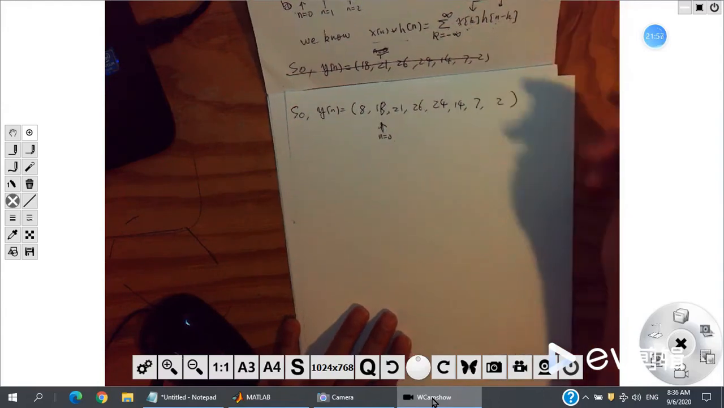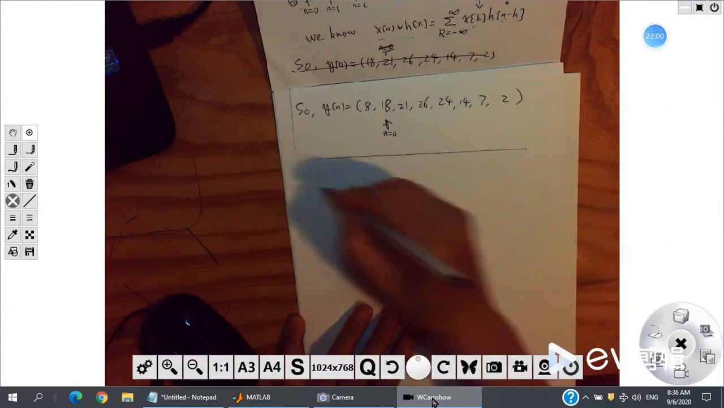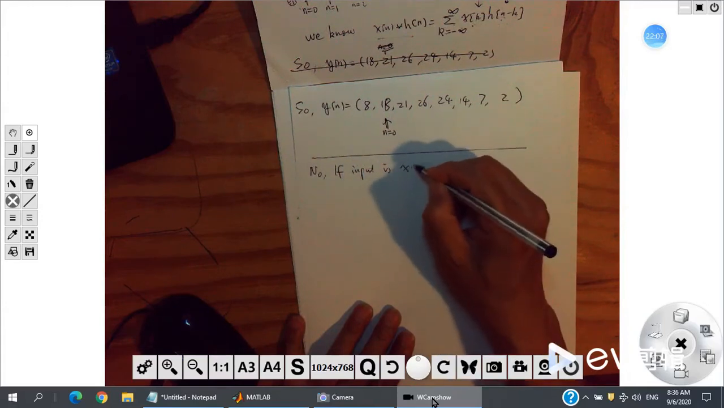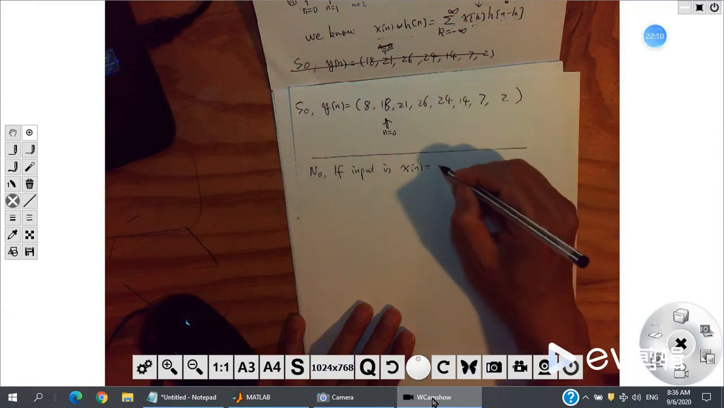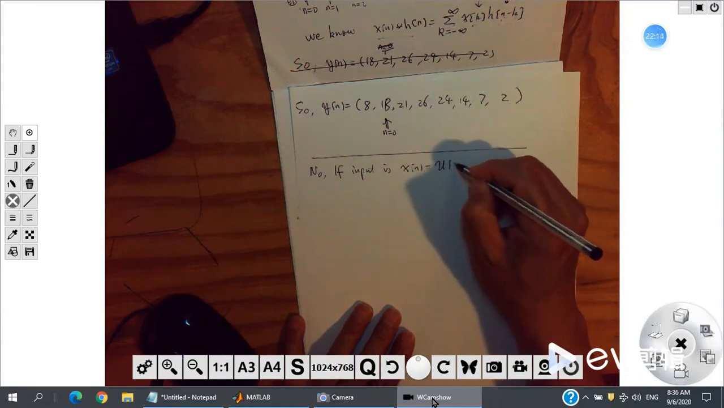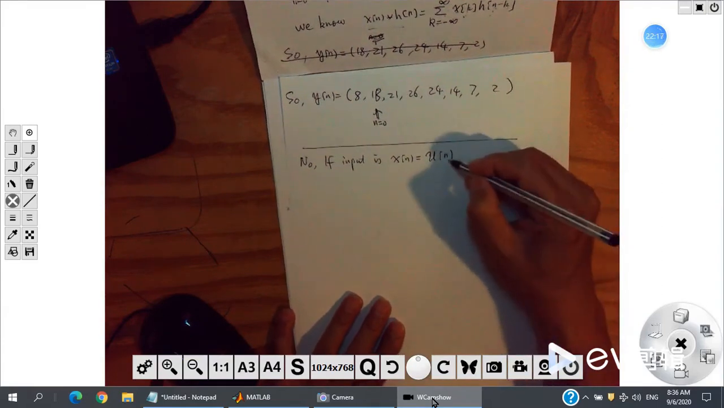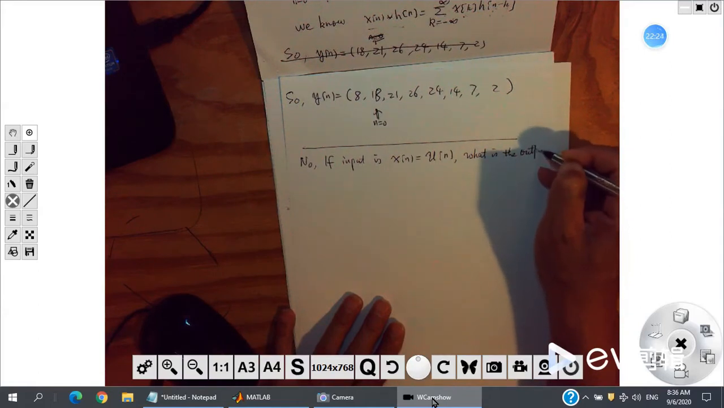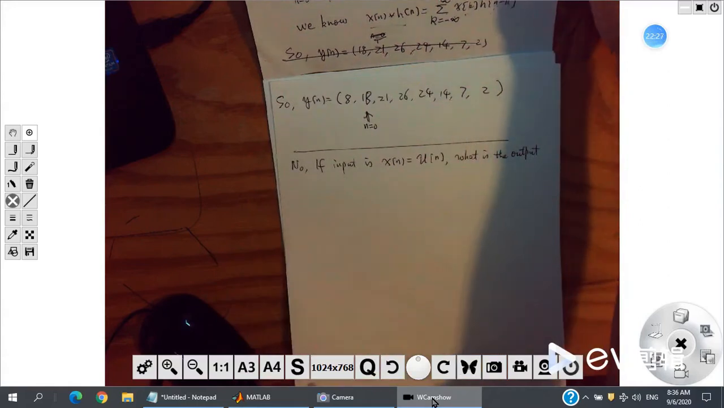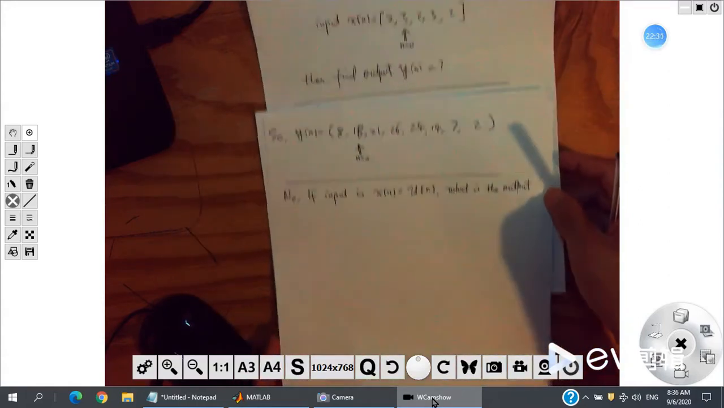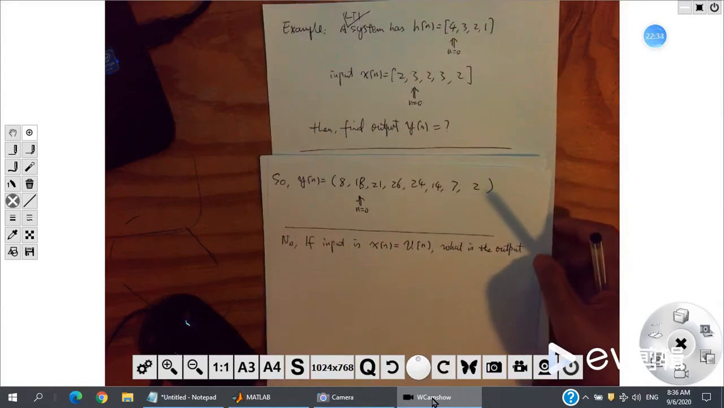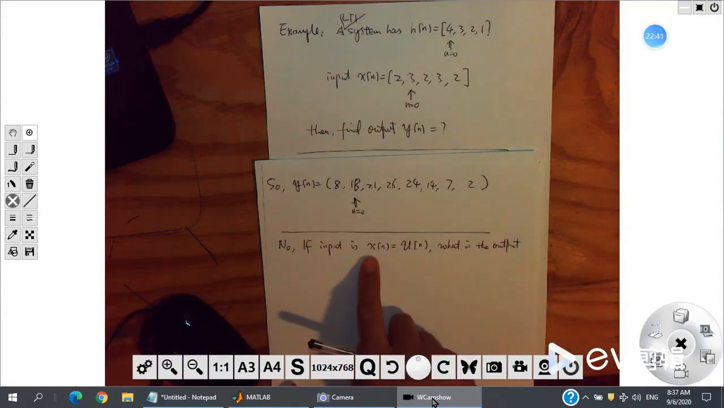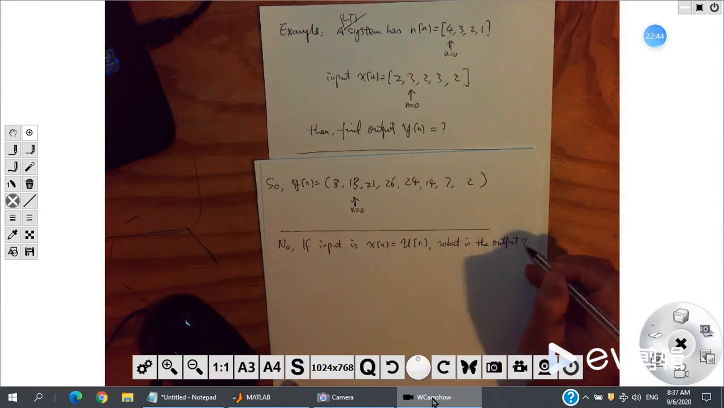Yeah. Okay, now we try again. Now, if the input is x of n equal to u of n, the unit step function, what is the output? We consider the same system, right? Same system. We know h, but now we use a different input. Now what is the output? Okay. We do the same thing.